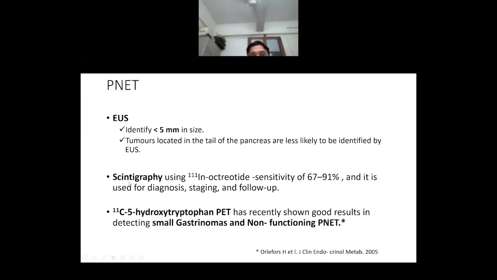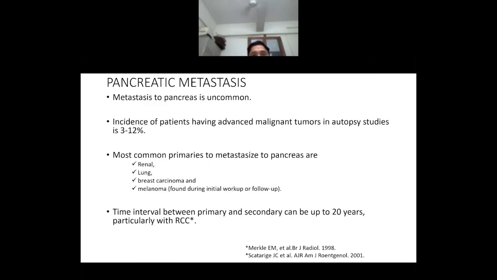And scintigraphy using indium octreotide has a sensitivity of 67 to 91%, and it is used for diagnosis and staging and also follow-up. And carbon 11 5-hydroxytryptophan PET has recently shown good results in detecting small gastrinomas and non-functioning pancreatic neuroendocrine tumors. And coming to pancreatic metastasis, metastasis to pancreas is uncommon. Incidence in patients with advanced tumor in autopsy studies is 3 to 11%.